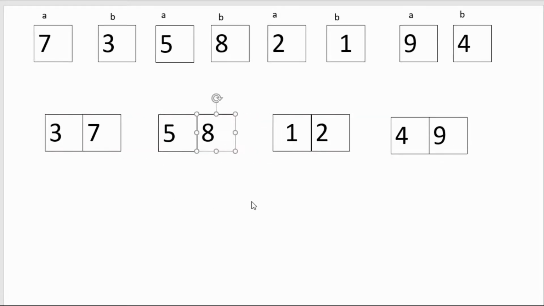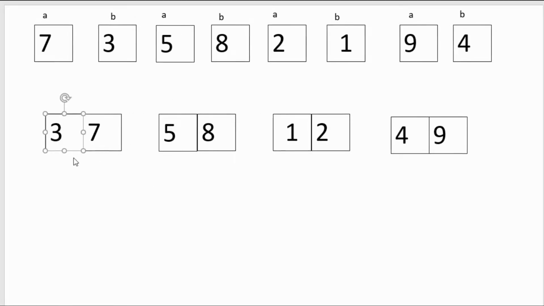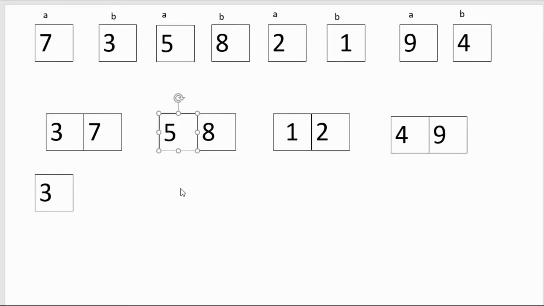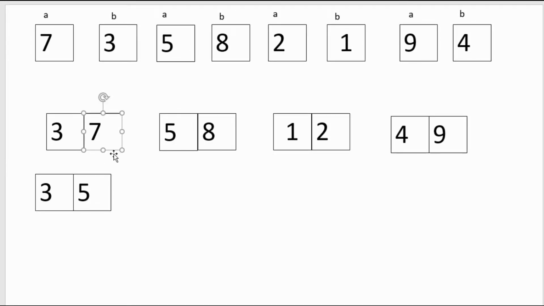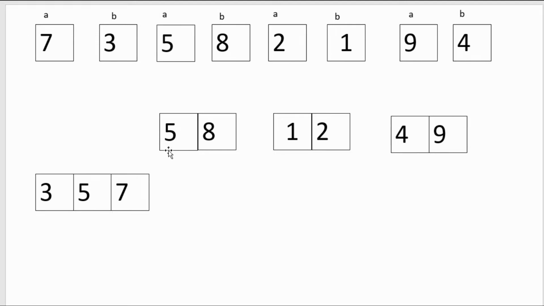Now we're combining the 3, 7 and 5, 8. We compare the leftmost items first. We find that 3 is the lowest. We then compare 7 and 5. We find 5 is the lowest. We then compare 7 and 8. We find 7 is the lowest. And then 8 obviously is the last one.